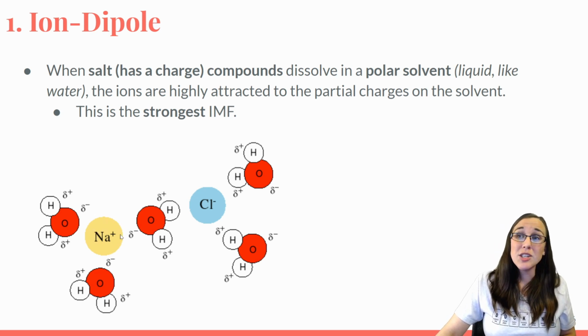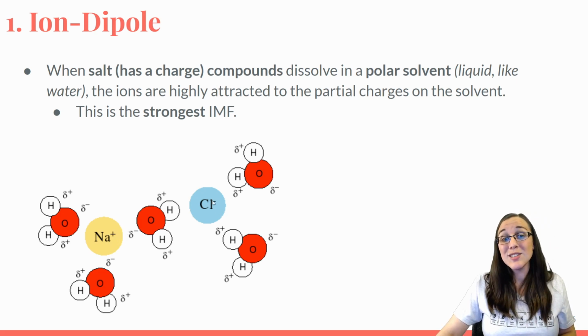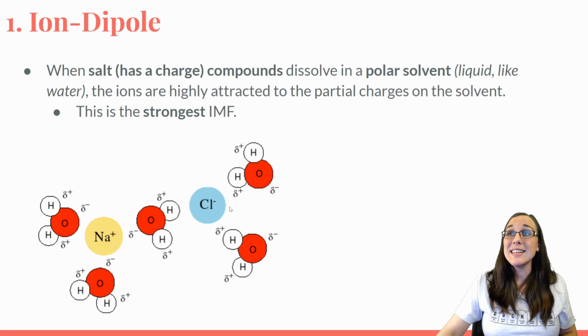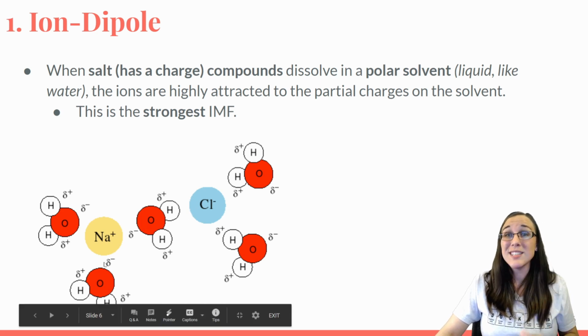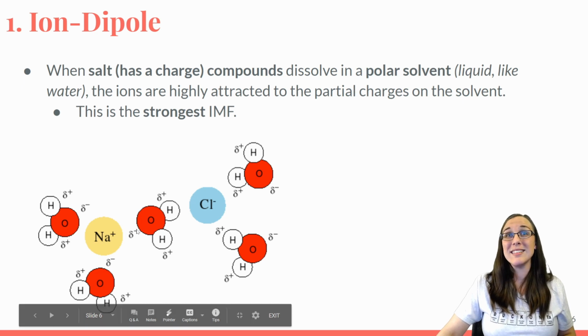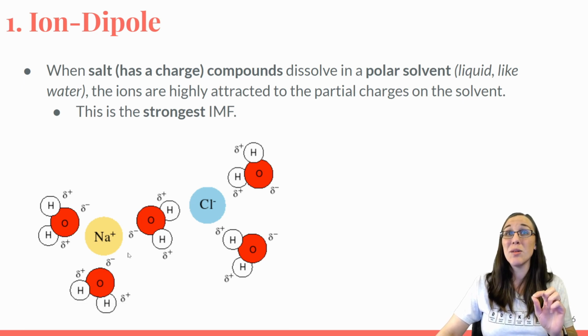So the attraction between this full positive and this slight negative, and the attraction between this full negative and this slight positive on these different water molecules is the example of an ion-dipole. Again, this is in between. So it's this invisible space between these two different atoms. This intermolecular force is occurring between these atoms, not inside the molecule.